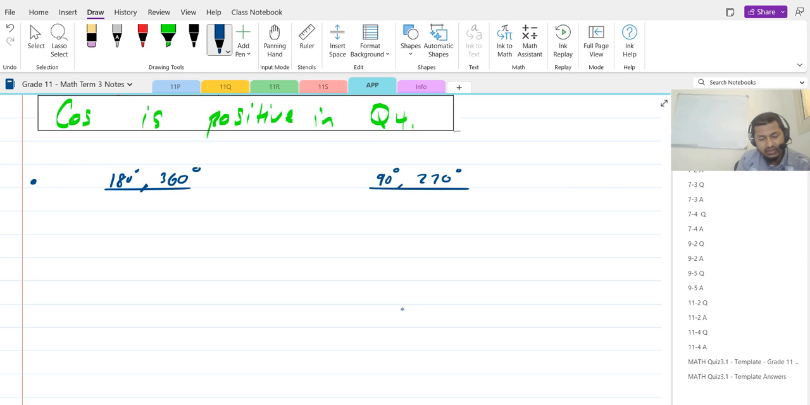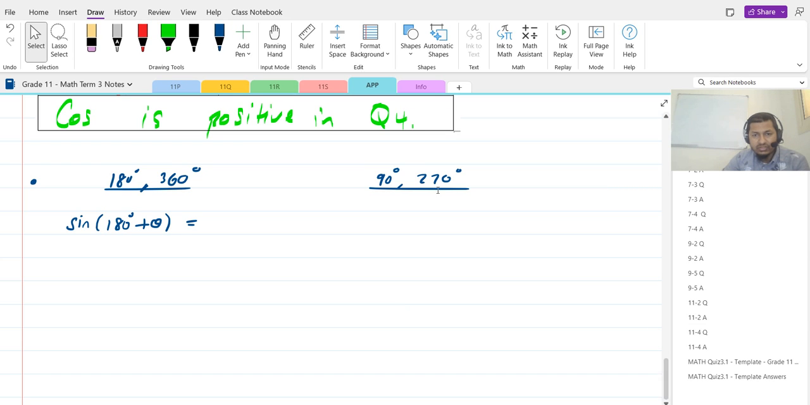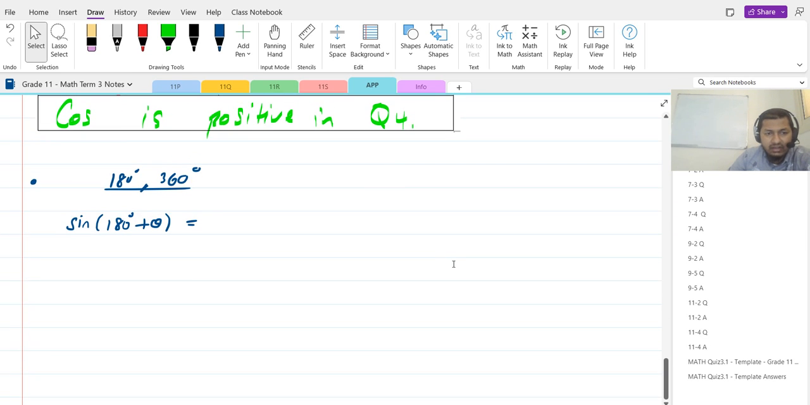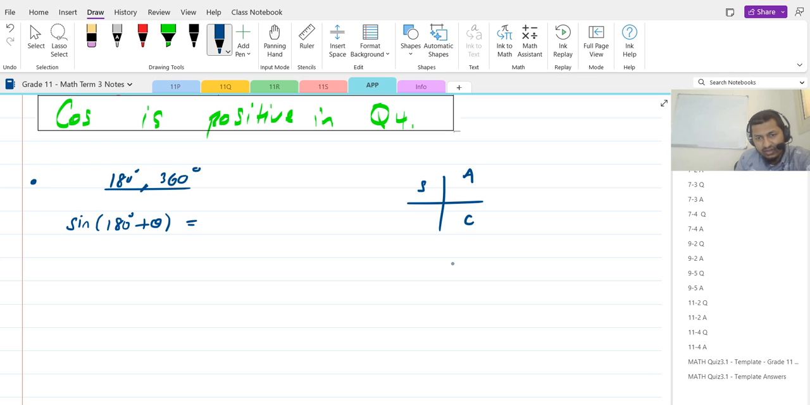If I ask you what is sine of 180 plus theta, let us simplify this. How are we going to simplify this? I will use 90 and 270 later. So using the cast diagram, we're going to locate the angle 180 plus theta first. I know 180 degrees is here and I'm going in this direction, so I'm at 180. Now I'm at 180 plus theta. I just went plus theta, so I'm somewhere here in the third quadrant.